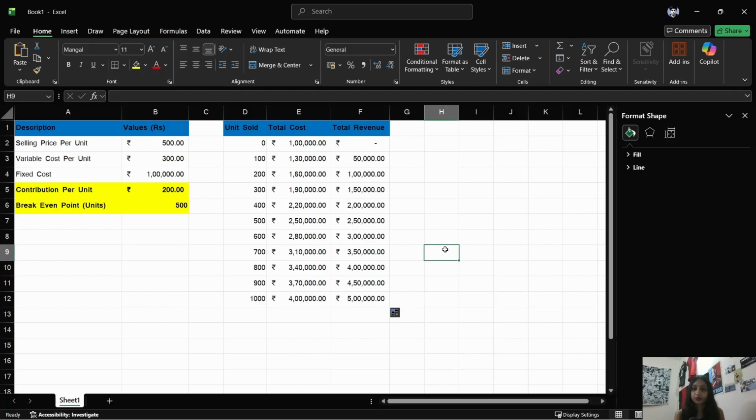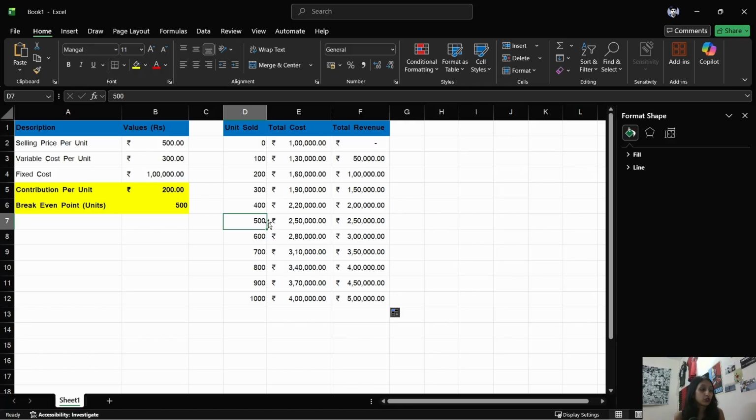Now let's scroll through the table and find where total revenue is equal to total cost. That is at 500 units. So if you observe the table clearly, at 500 units, the total cost is equal to 2,50,000.